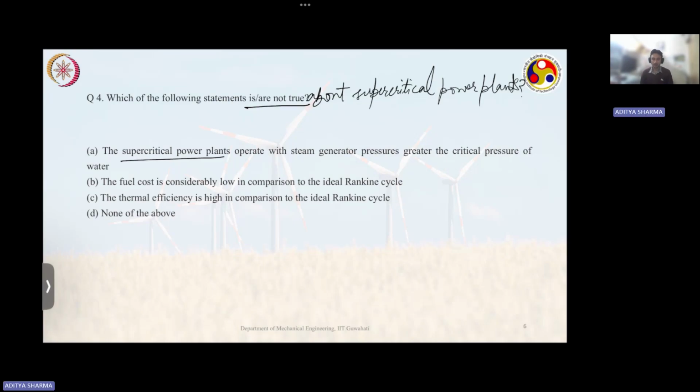Then the fuel cost is considerably low in comparison to ideal Rankine cycle. So that is correct. This is correct. So this is also correct because it says that it is greater than. Then thermal efficiency is high in comparison to the ideal Rankine cycle. So this is also correct. So none of the given statements is false or incorrect. In that case, the correct answer to this question is option number D.